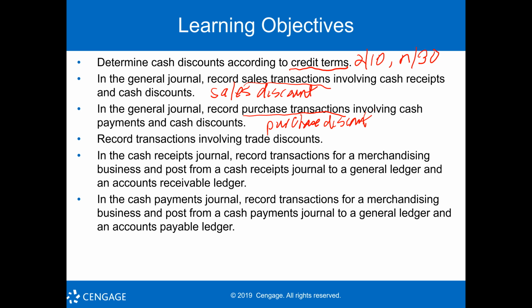We're going to record transactions involving trade discounts. In the cash receipts journal, record transactions for a merchandising business, and then post those transactions from the cash receipts journal to the general ledger and accounts receivable ledger. And then in the cash payments journal, record transactions for a merchandising business and post from the cash payments journal to the general ledger and an accounts payable ledger.